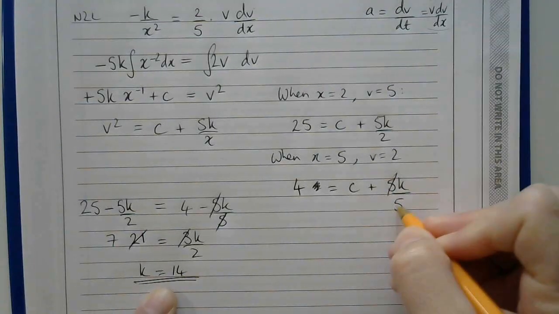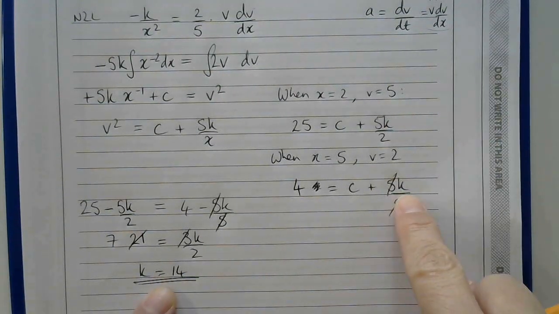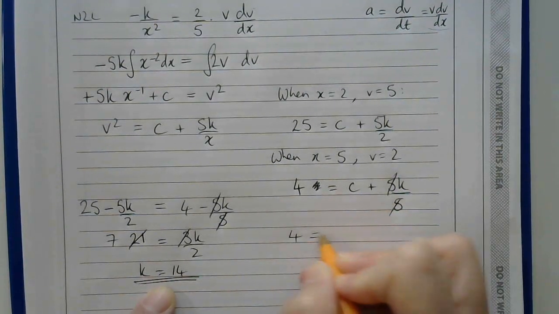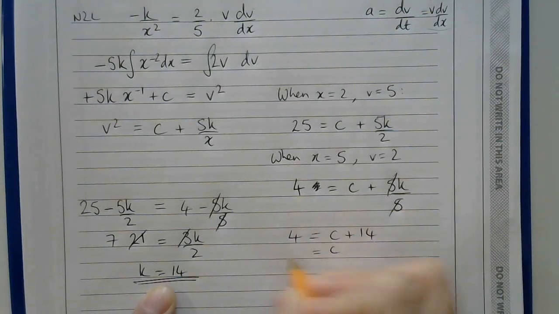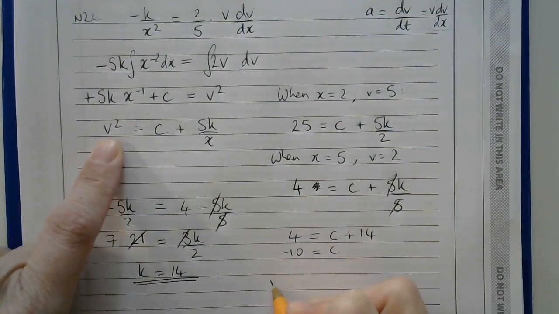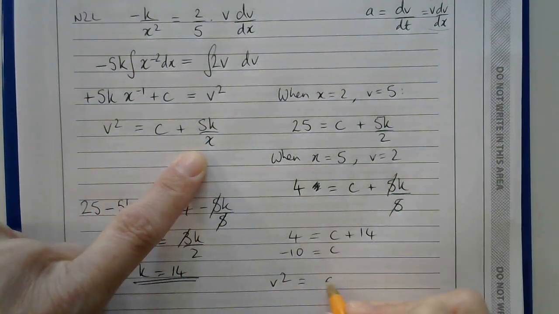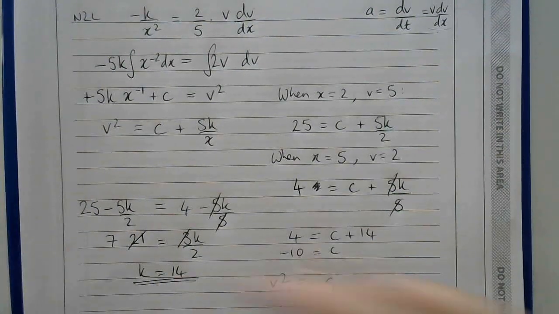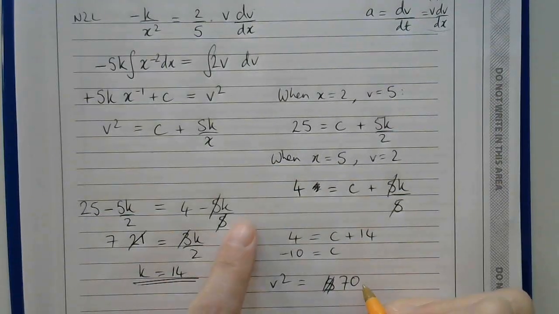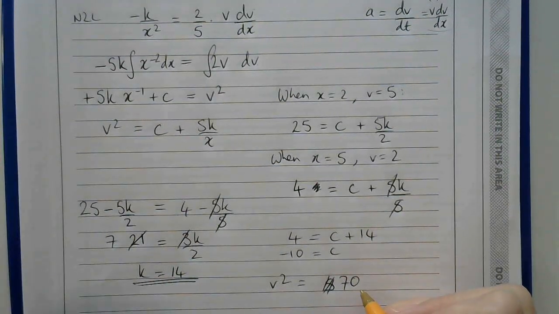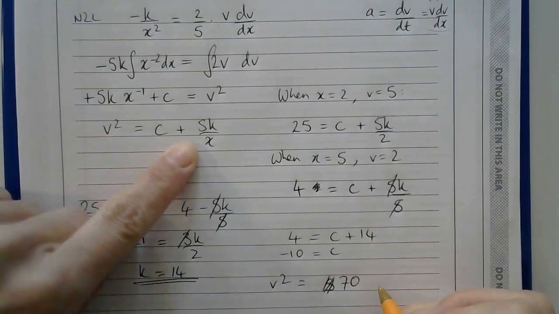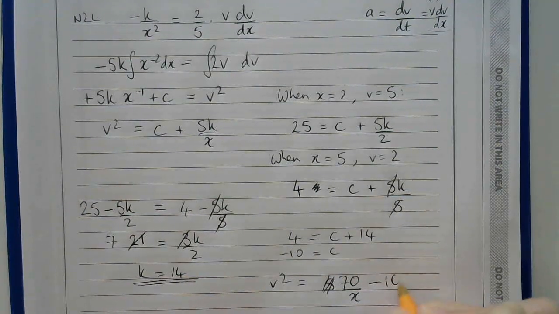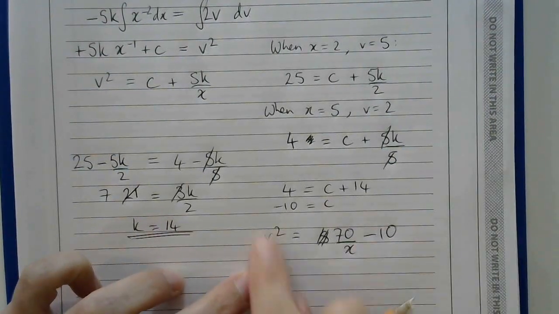So popping k is 14 into here, then I can see that c is minus 10, because I would get 4 is c plus 14, so therefore c is negative 10. So therefore I get v squared is 5 times 14, which is 70, over x plus c, so minus 10. Okay, so there's my expression for v squared.